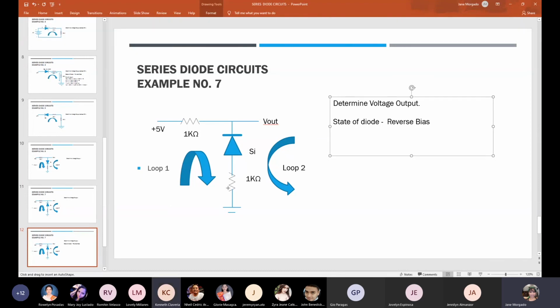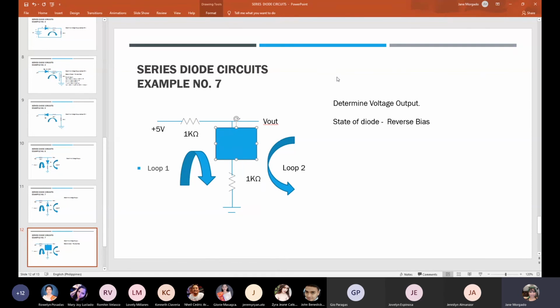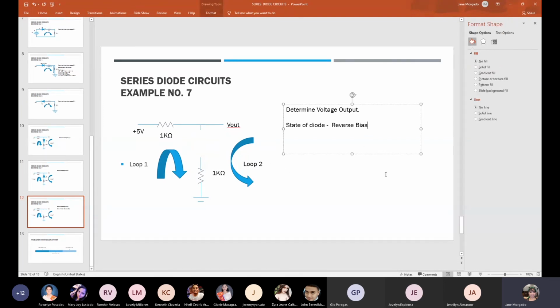Zero? No. Hindi ganun. Huwag tayong mag-zero basta-basta. Ayan, takpan natin. Okay? So, dahil reverse bias yung diode natin, kaya ang assumption for the diode is that it is an open circuit. Okay. Open circuit. Tama ba? Yes, ma'am. Okay.